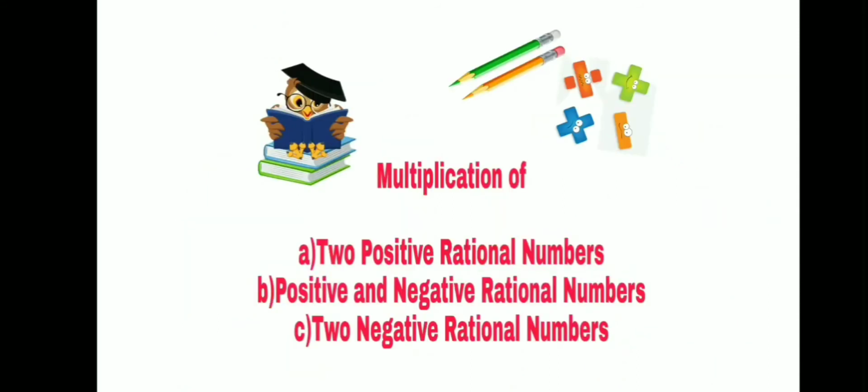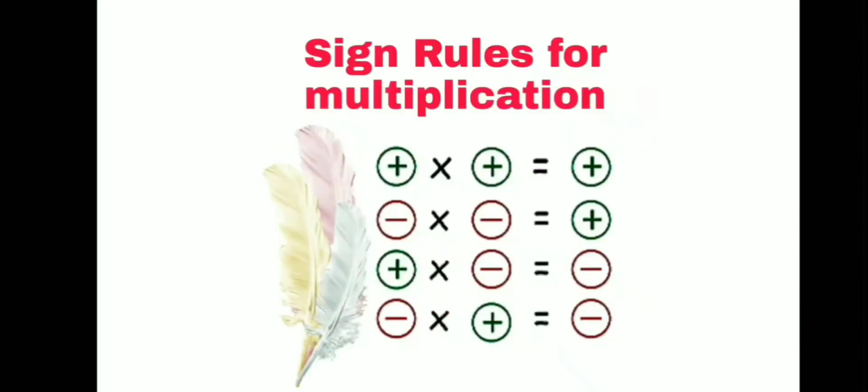Till now we have seen how to multiply two positive rational numbers. Now let us see how to multiply one negative rational number and one positive rational number, and how to multiply two negative rational numbers. Before starting the concept, let us first revise the sign rules for multiplication. Plus into plus is plus, minus into minus is also plus. Same sign means positive. Plus into minus or minus into plus is equal to minus. This means same sign is positive, different sign is negative.